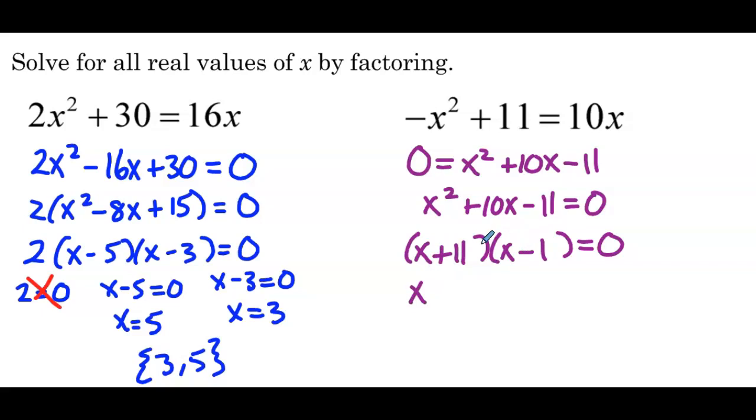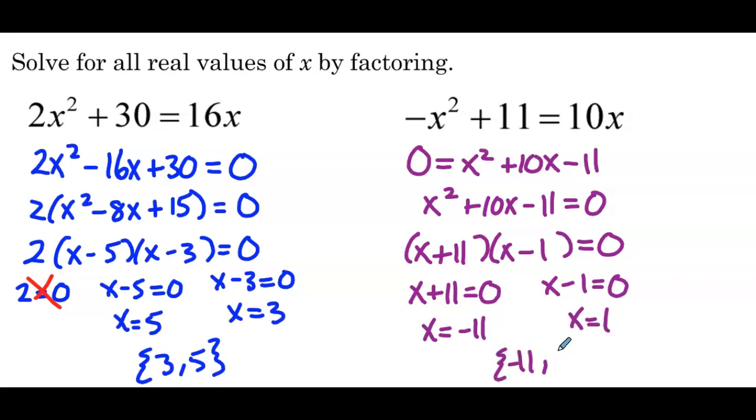Now we have the product of two factors equal to 0. So that means either x plus 11 equals 0 or x minus 1 equals 0. So either x equals negative 11 or x equals positive 1. So we have negative 11 or positive 1 as our solution set. Moving on.